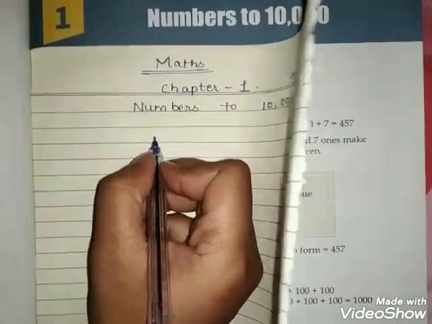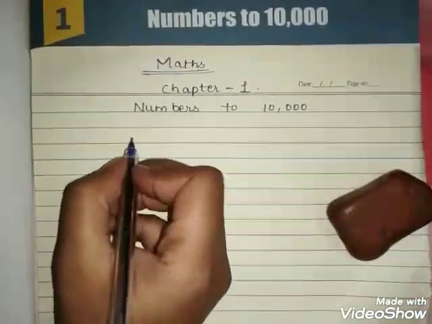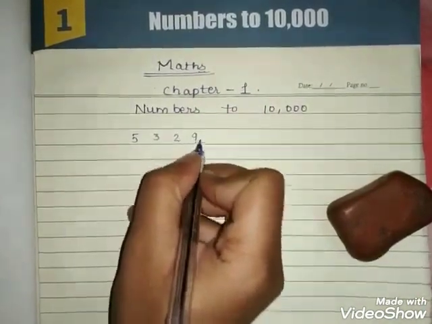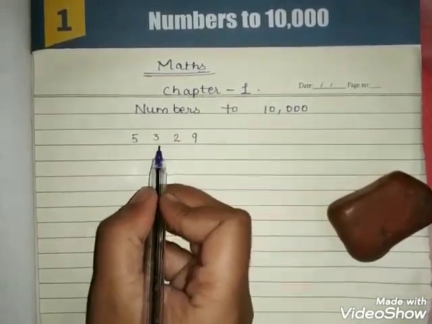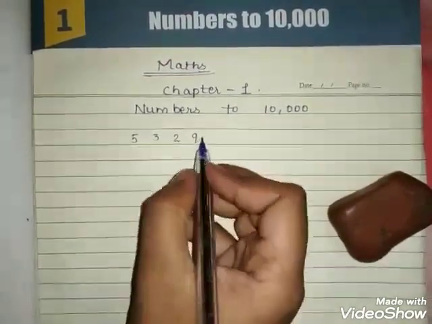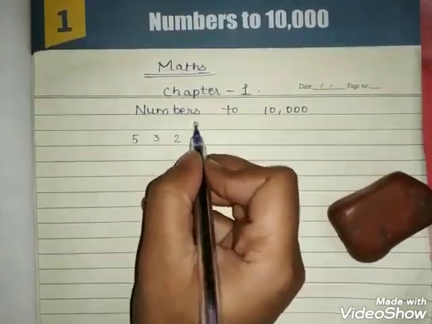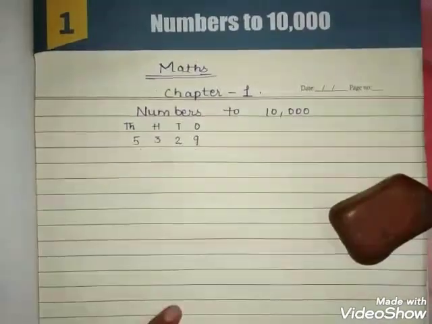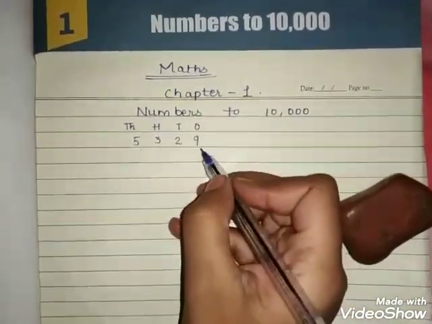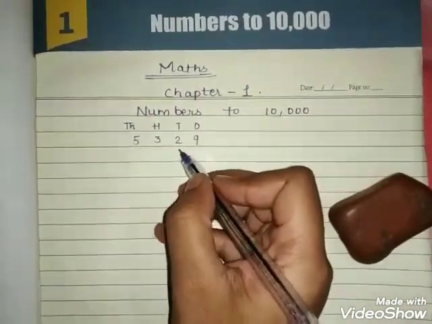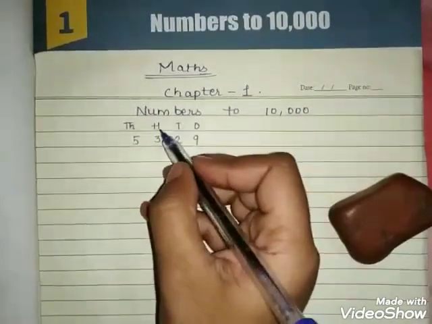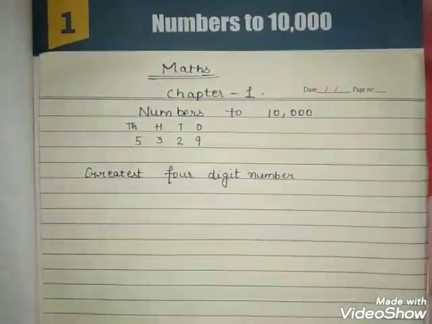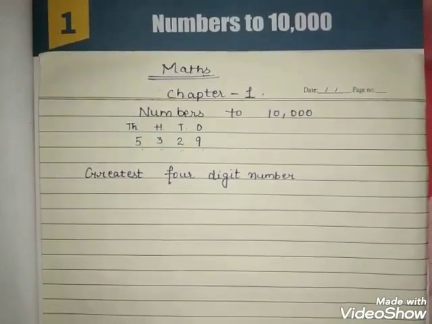Let us take a number as 5329, which is 5,329. So we can call it as 1, 10, 100 and 1,000. So where 9 is at 1's place, 2 is at 10's place, 3 is at 100's place, and 5 is at 1,000's place.